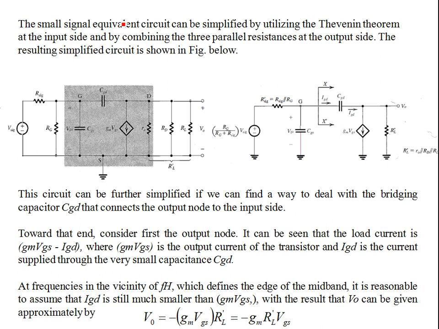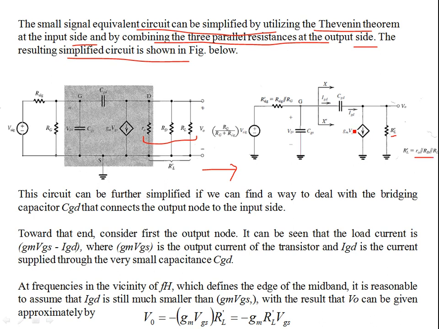So the small signal equivalent circuit can be simplified by utilizing the Thevenin theorem at the input side and by combining the 3 parallel resistances on the output side. The resulting simplified circuit is shown below. To reduce the left hand side circuit to the right hand side, first of all, you can combine these 3 parallel resistances into one resistance. This is RL prime, given by R0 parallel RD parallel RL.